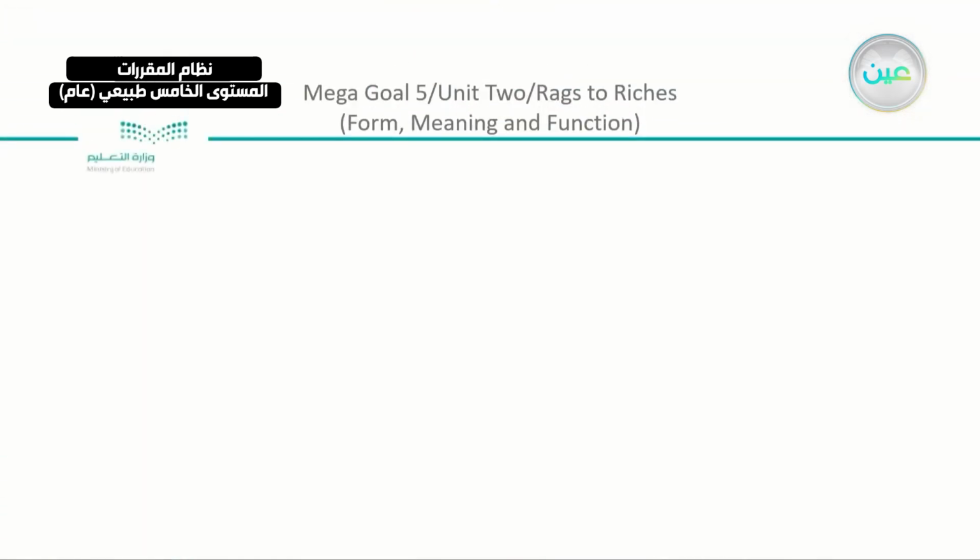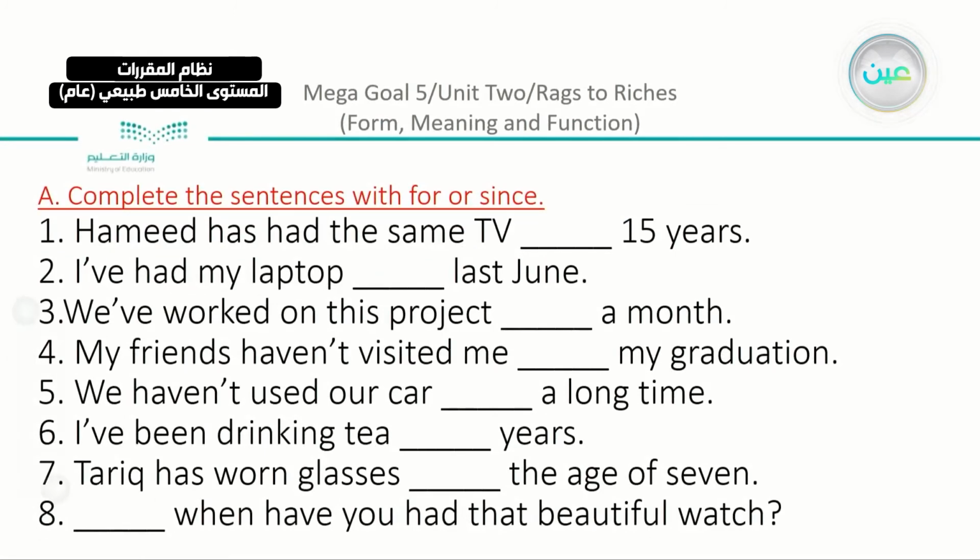Okay, we have here the first one. Hamid has had the same TV, blank, 15 years. So we have here 15 counted, which means that I'm going to use for. I've had my laptop last June. Is it counted? No. So we're going to use since. We've worked on this project a month, 1 month. So which means that we have here the word for.